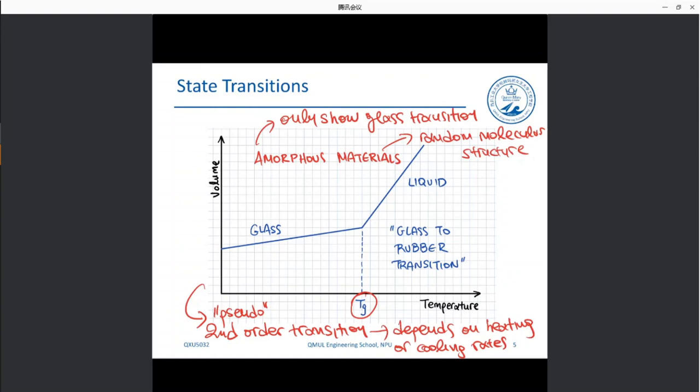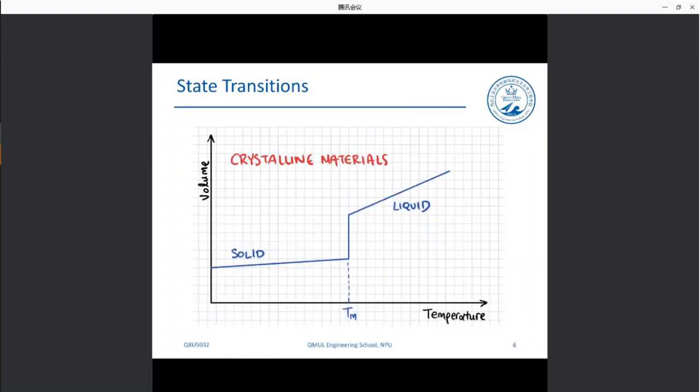Remember that in the glass transition, we don't have an abrupt, significant increase of volume, enthalpy or entropy at the glass state, but we just have a change of slope here, okay? On the contrary, for crystalline materials, which have an ordered molecular structure, you can see that here we have an abrupt, significant increase in volume, okay?